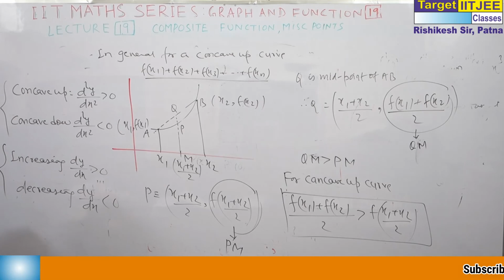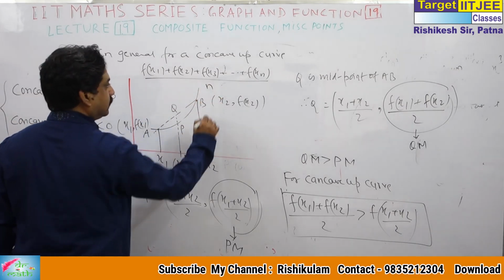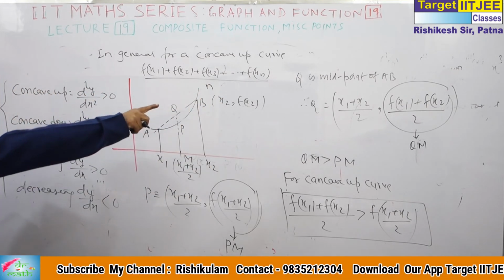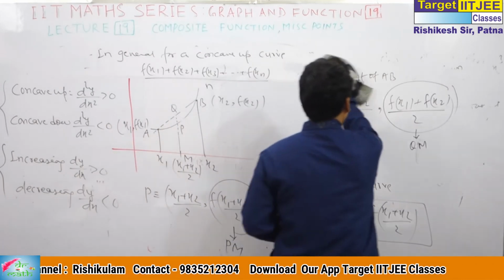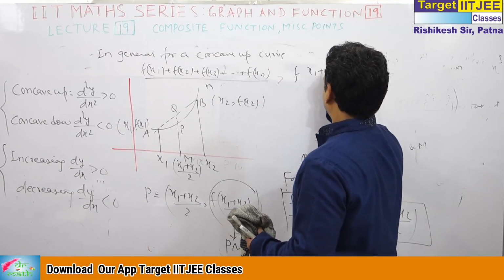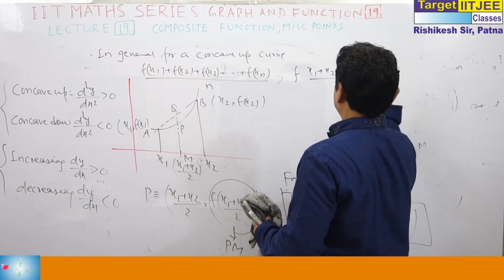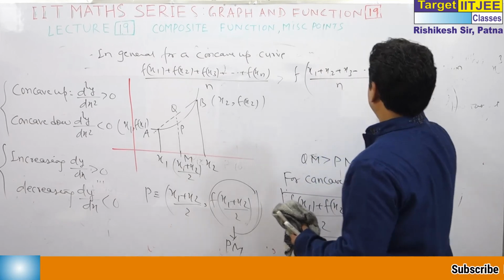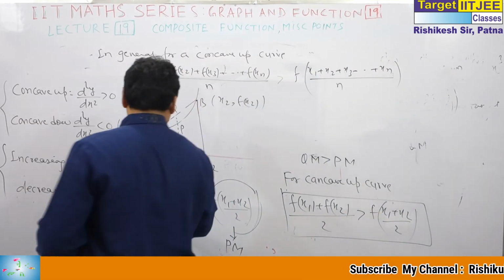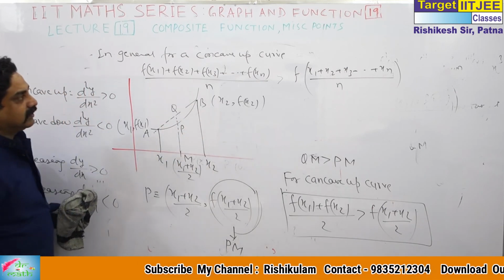I hope you have written this, and let me erase some points. It is greater than f((x1 plus x2 plus x3 up to xn) by n). Next I will take this and this in ratio 2:1 to create an enough figure.